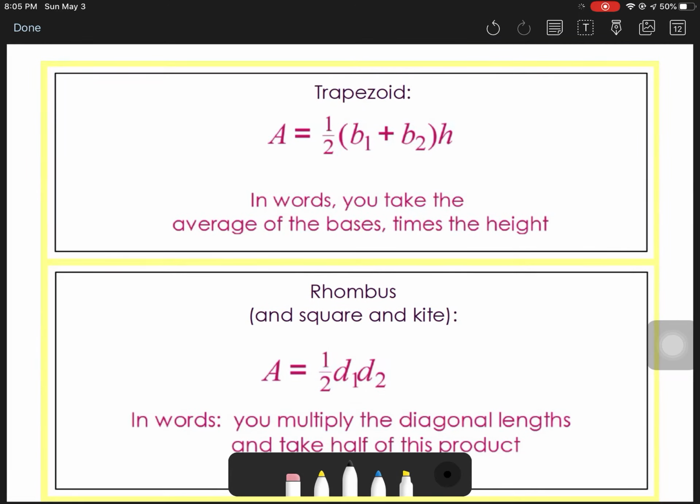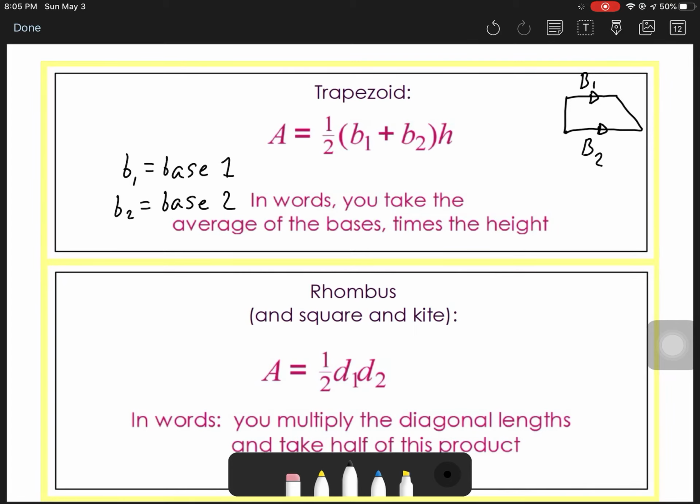Now, trapezoid. Trapezoids can be a little bit trickier. The formula for these, once you practice it enough, it's not too bad. It's just a little different. So here we have a trapezoid. Remember, a trapezoid has one set of parallel sides. So B1 and B2. B1 stands for base 1. B2 stands for base 2. These are the two parallel sides that we're looking at. So here's my B1 and here's my B2. It doesn't matter which way you organize them.